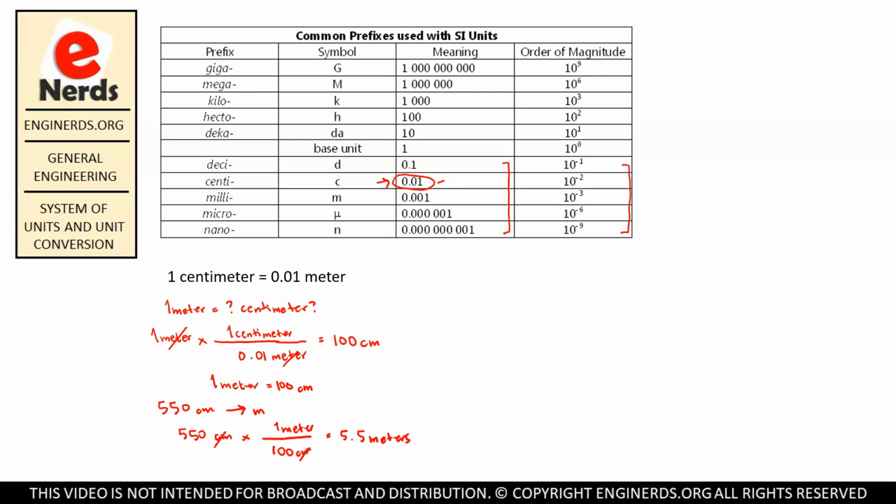So, another example, no? 1 millimeter is equal to 0.001 meter. So, ito yung pinag-uusapan natin ngayon. Diba? So, medyo mahirap siyang tandaan. So, we'll do the same, no? Ilang millimeter meron sa 1 meter. So, ilang millimeter?